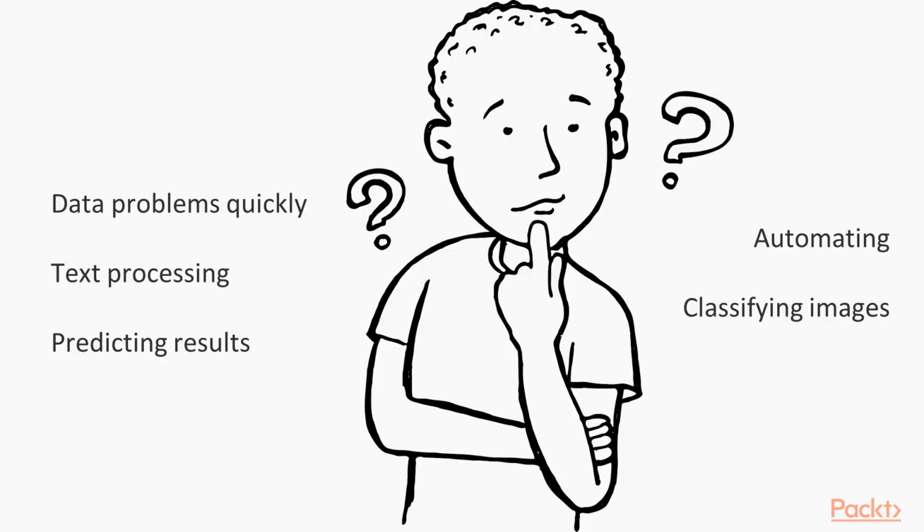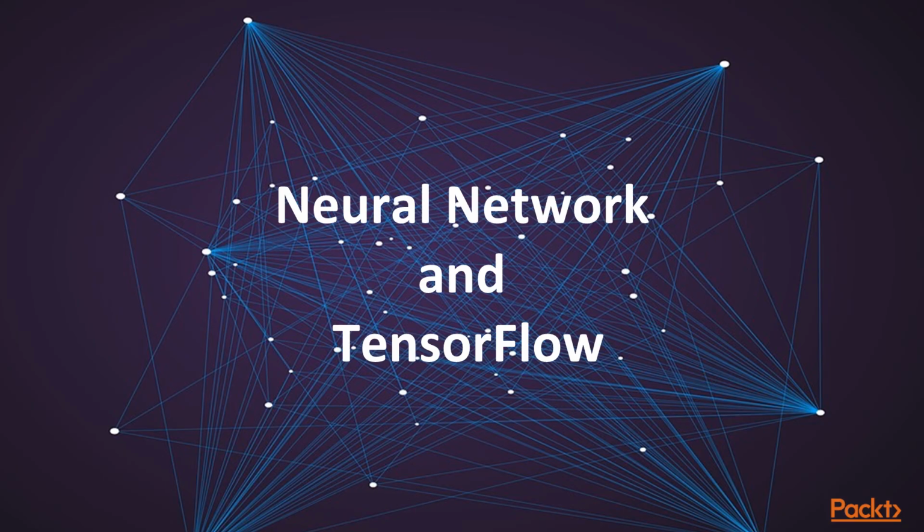Did you ever wonder how you can solve everyday data problems quickly and easily, like automating text processing, classifying images, and predicting results? So it turns out that neural networks and TensorFlow are one of the most powerful technologies to your rescue. These are the important technologies for data scientists to know because they are often more powerful than traditional machine learning techniques.